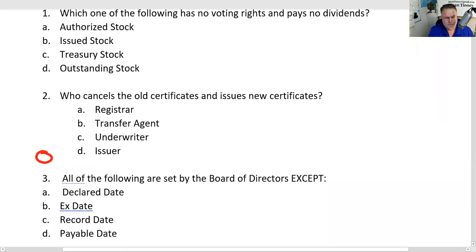All right, number 2. Who cancels old certificates and issues new certificates? Now, you should have been able to get this to a 50-50 pretty quickly. We don't allow the issuer to effect change in ownership. And so the person who effects change in ownership is the transfer agent. The registrar maintains the shareholder list. Now, most of the time that's the same commercial bank. But if I would have said who maintains the shareholder list, the answer would have been A. Here the answer once again is B. B as in boy, the transfer agent.